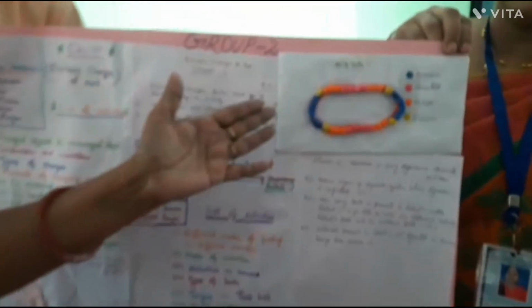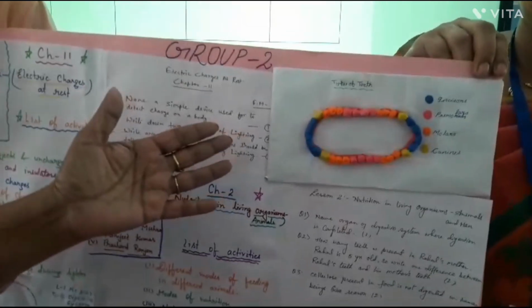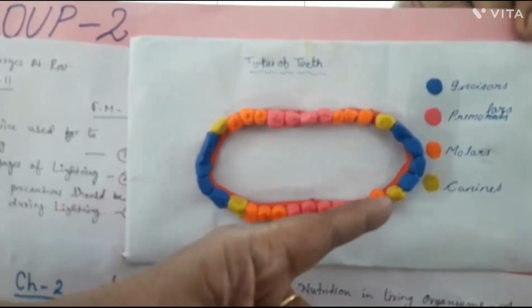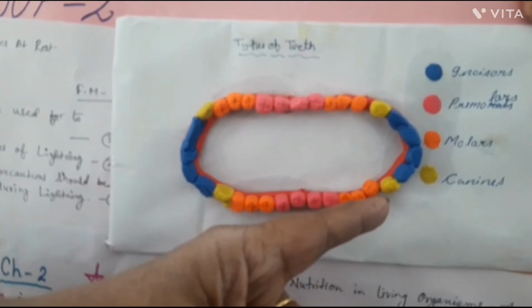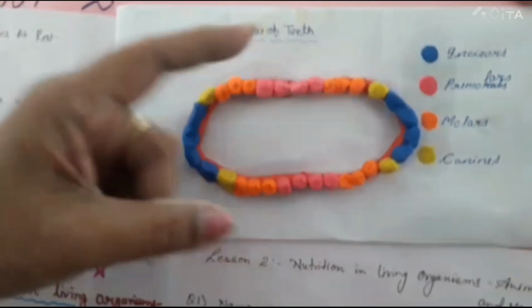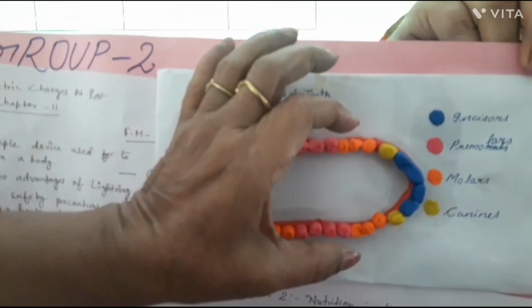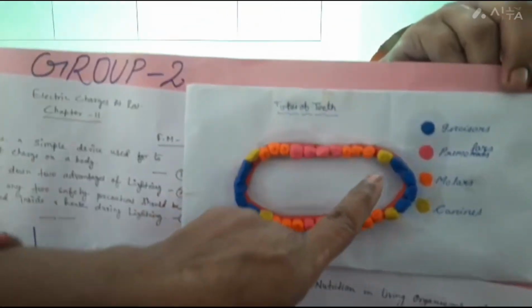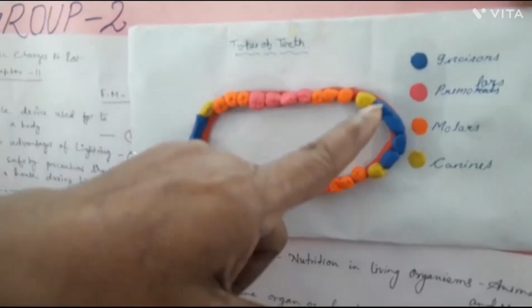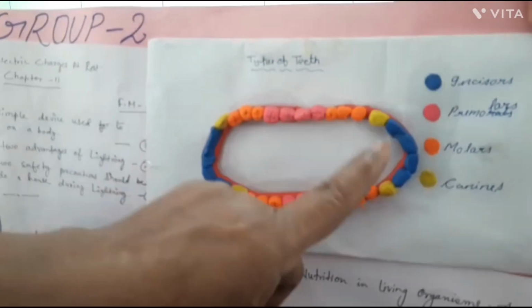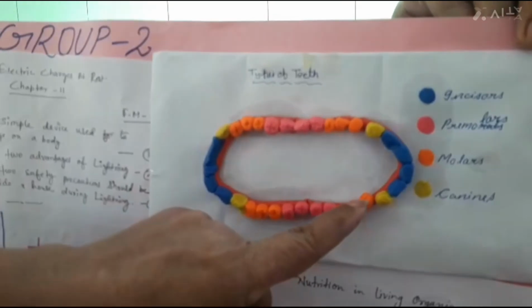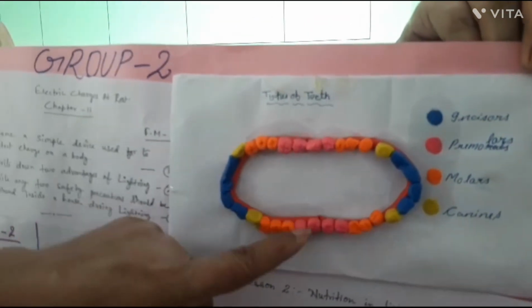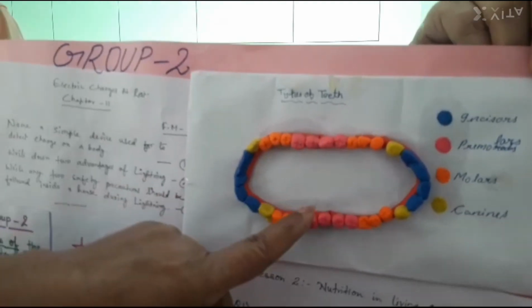This is the model of the teeth. There are 4 types of teeth. The 4 front teeth are known as the incisors. After that, the 2 pointed teeth are known as the canines. After that, the 6 premolar teeth and 8 molar teeth. The incisor teeth are used to bite the food, but canines are used to tear the flesh.